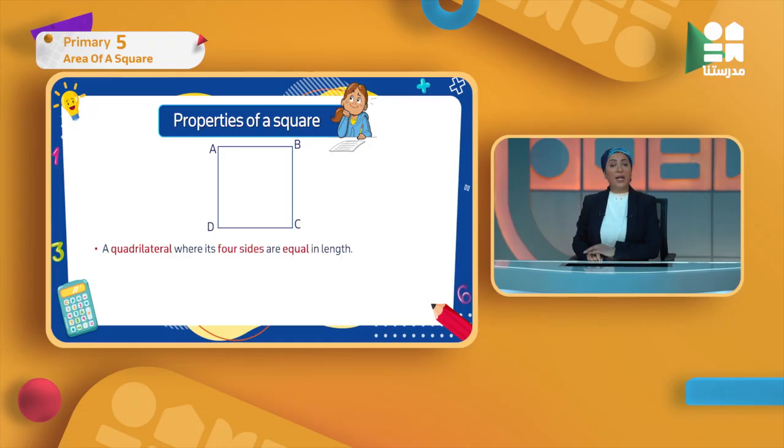It is a quadrilateral where its 4 sides are equal in length. يعني عندي ال 4 sides بتوعي كلهم قد بعض ما فيش أي اختلاف بينهم. So لو واحدة فيهم 1 سنتيمتر يبقى الأربعة كل واحدة فيهم 1 سنتيمتر. أوكي؟ ما فيش أي اختلاف بينهم.